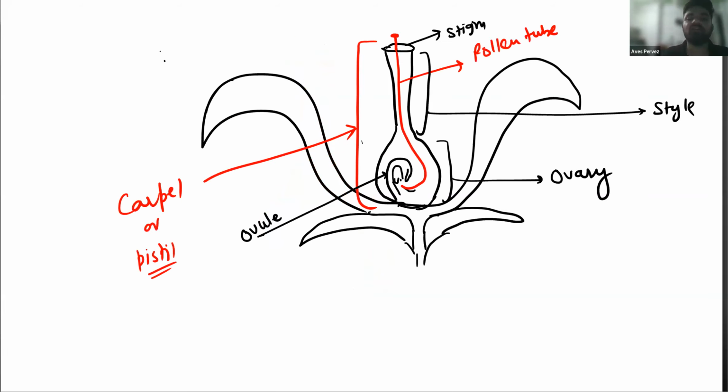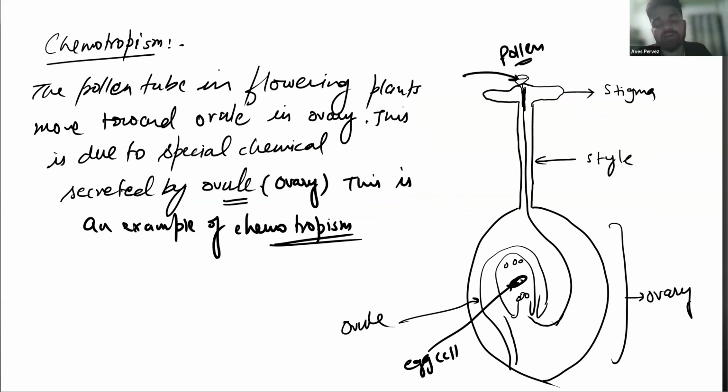Why is it moving here? It is not coming down due to gravity, but it starts bending and moving inside this ovule. And then the gamete present in the pollen tube fertilizes this egg cell. Got it? So this is an example of chemotropism that we're going to study in more detail in the reproduction chapter.